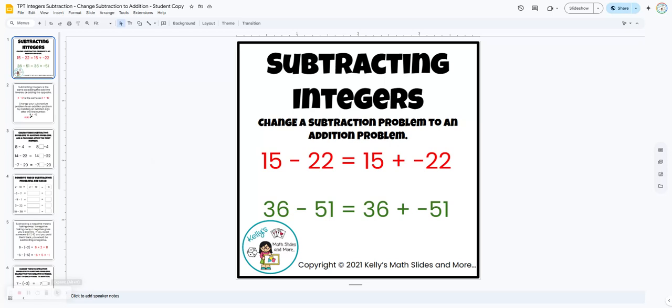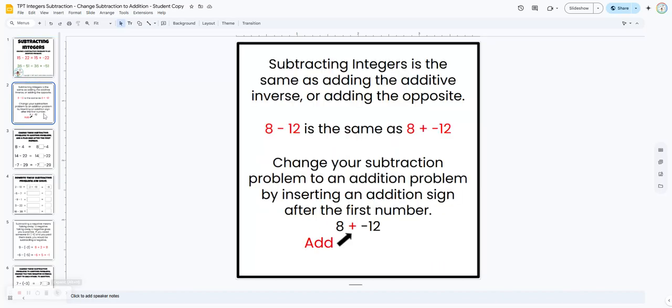Subtracting integers by changing a subtraction problem to an addition problem. This is a digital lesson, and this is something you can give to the students after you've taught them conceptually, for example, with integer chips or with number lines. This is going to give them a quick, easy way to solve these problems quickly.